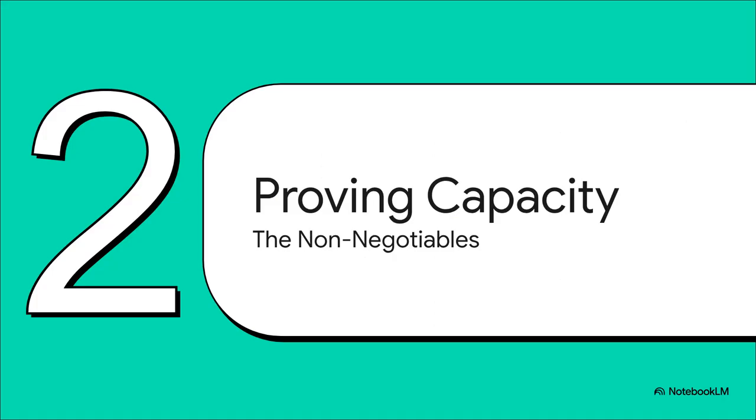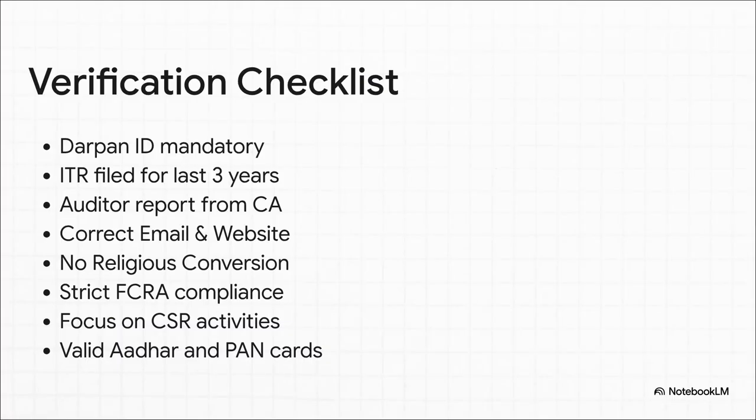Moving right along to Section 2, proving organizational capacity, the non-negotiables. Okay, this is the bedrock of your proposal. This is where you validate your organization's identity, and you literally cannot skip these mandatory verification steps. Every single NGO must have a DARPin ID, you need your ITR filed for the last 3 years, and an auditor report from a CA. Double-check that your email ID and website are 100% correct.